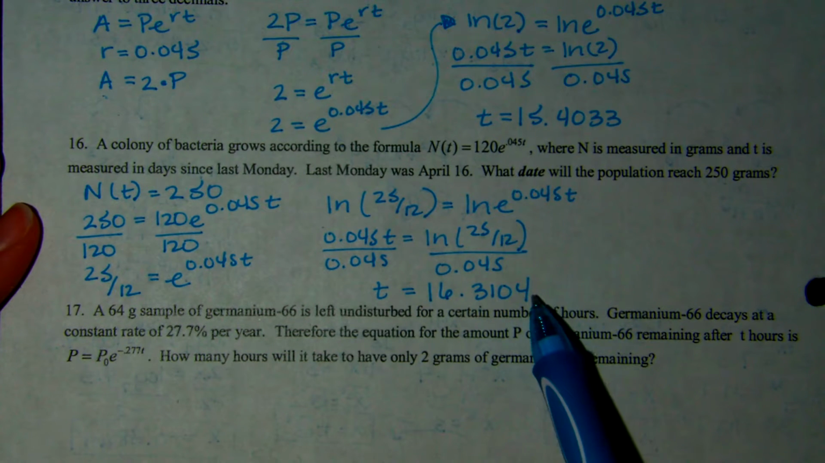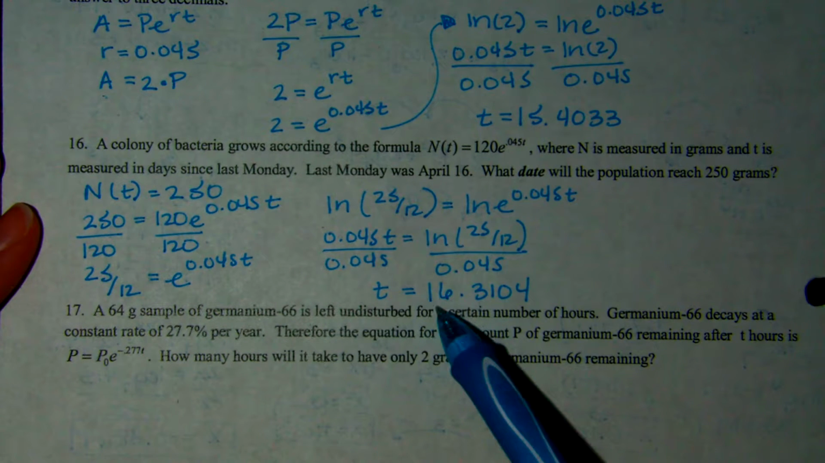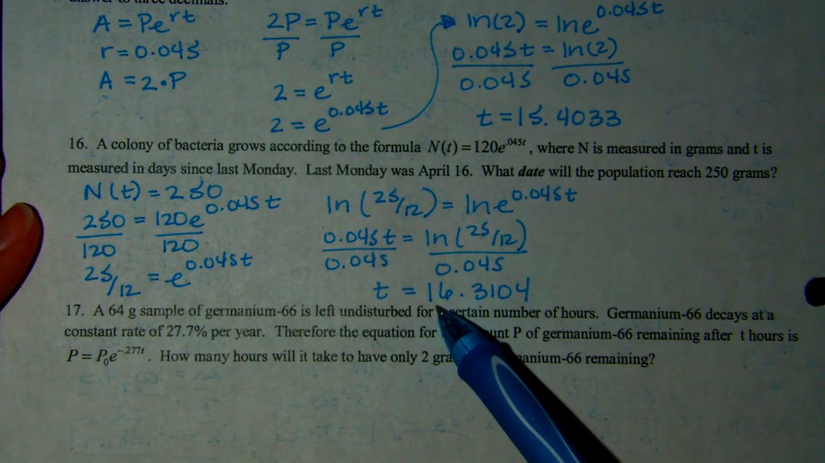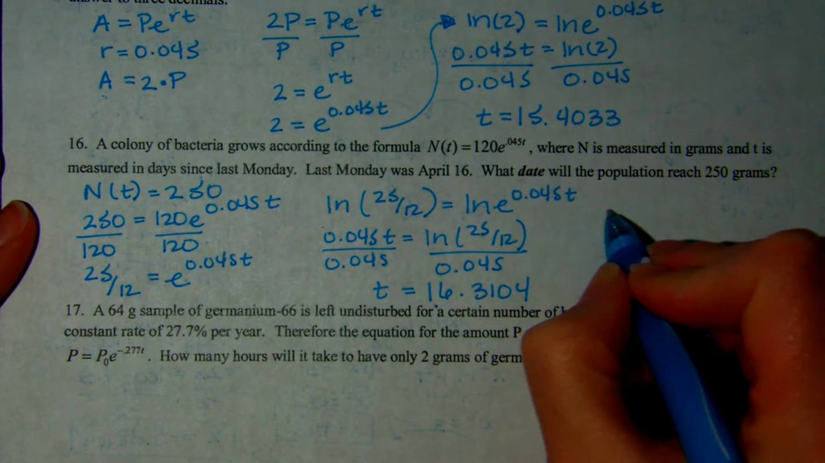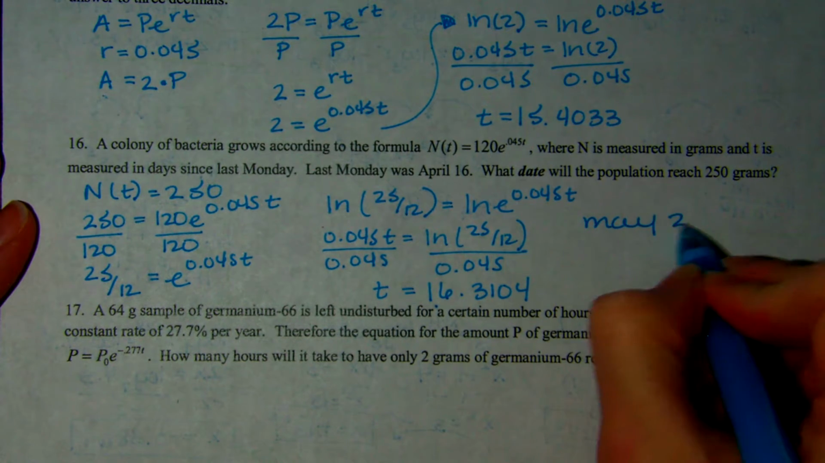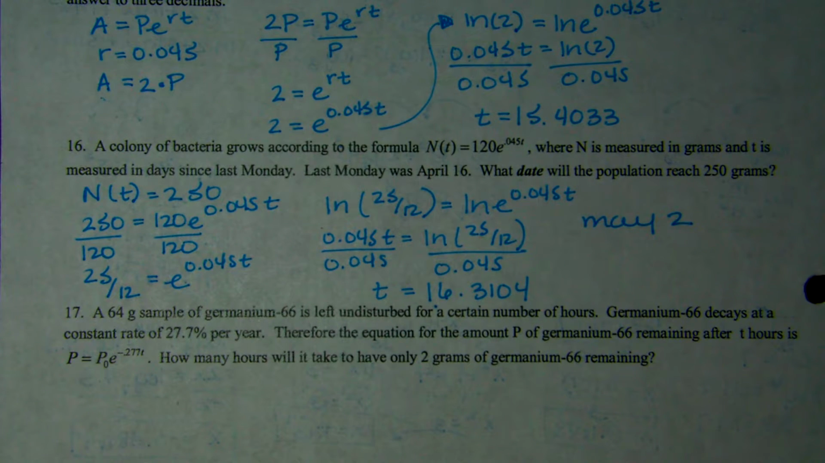They want an actual date, though. So if last Monday was April 16th, 16 days past April 16th is May 2nd. It's May 2nd, because April is a 30-day month.